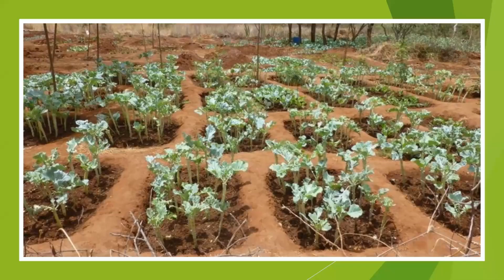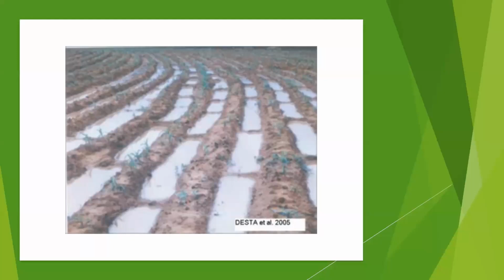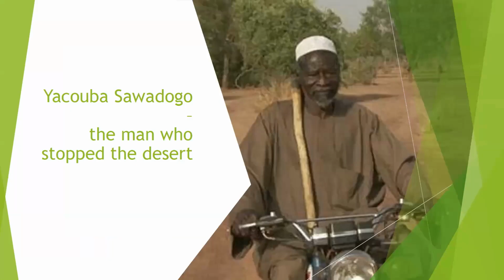That instead of allowing water to flow away over the surface, it infiltrated into the ground. In fact, I need better pictures of this. This is a much more intensive system than one that Yakuba developed. He would just literally take his hoe and pockmark the surface of the ground, break it open, so that rainwater was encouraged to infiltrate.